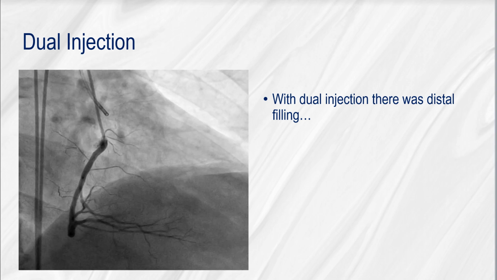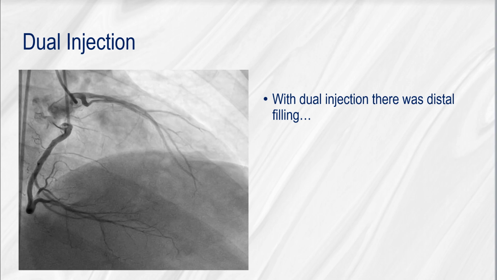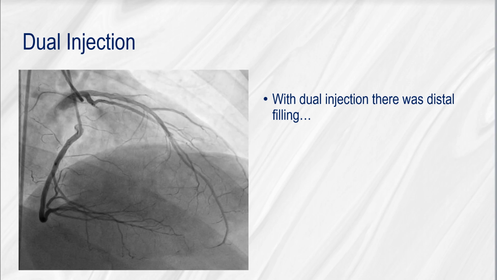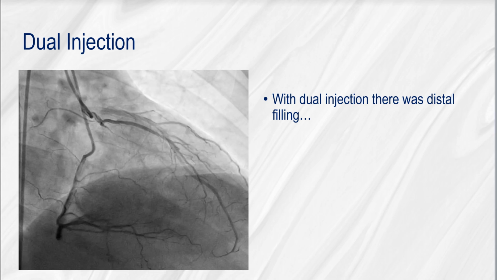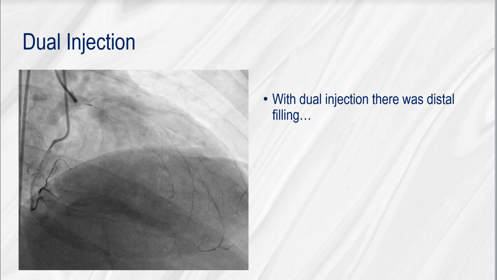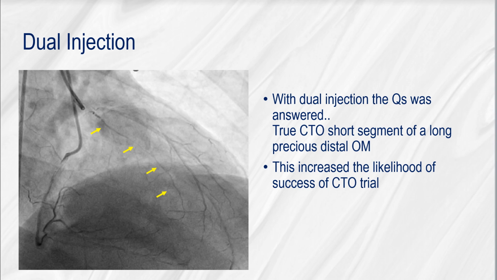With dual injection, there was distal filling. With dual injection, the question was answered. It was a true CTO short segment of a long precious distal OM. This increased the likelihood of success of CTO trial.